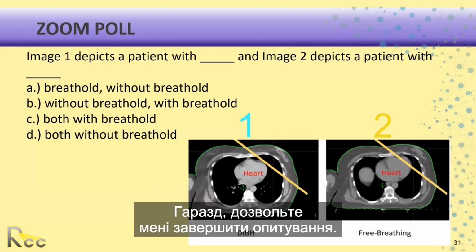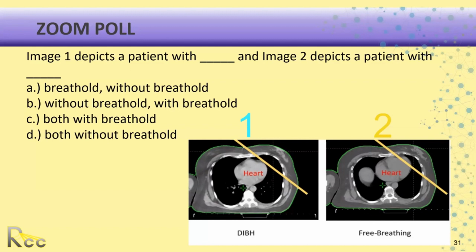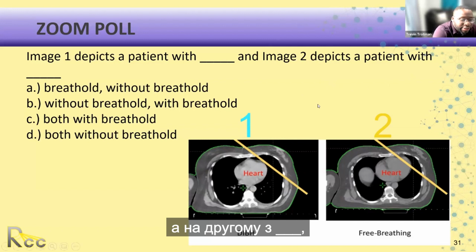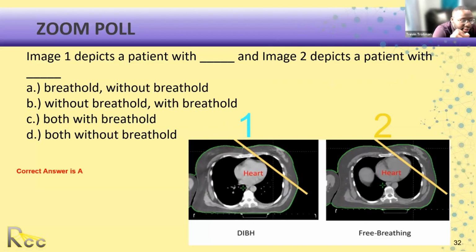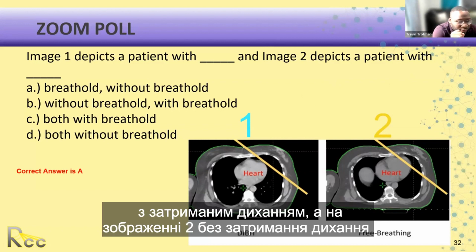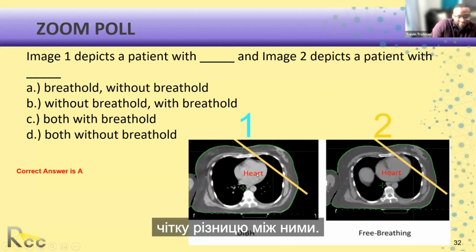All right, let me end the poll now. Thanks for those that participated, and I'll just share the results with you. So image 1 depicts a patient with breath hold, and image 2 depicts a patient without breath hold. As we can see here, we're looking at the heart on that chest wall, and we can see the clear difference between the two.